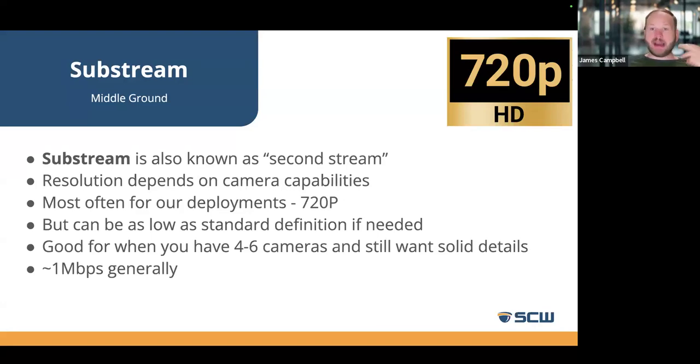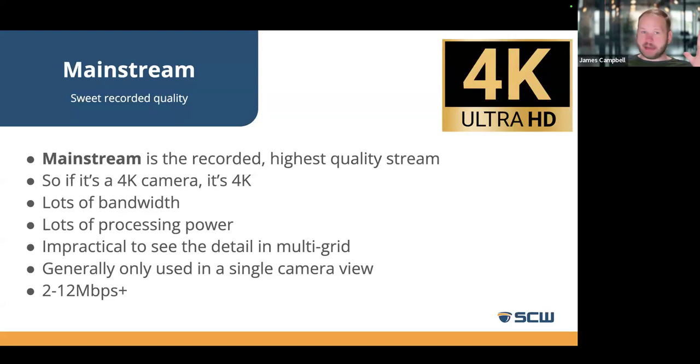The second stream is either known as the second stream or potentially also the substream. This is your middle ground option. It's typically set around 720p for our rollouts. It could be lower if you want to; it is customizable. And typically it uses about 1 megabit per second. That's already significantly less than the six or so that the mainstream is going to use.